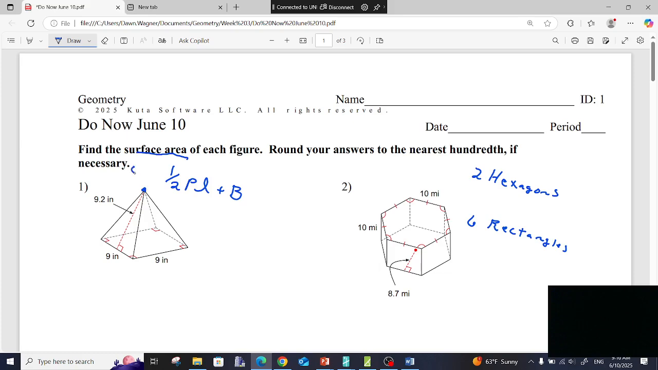The surface area formula for pyramids was 1/2 P, where P stands for perimeter of the base, times the slant height, plus the area of the base, right? So capital B is going to be the square, which is 9 times 9, which is 81. Your perimeter is 9 times 4, which is 36. Your slant height is 9.2. So surface area equals 1/2.